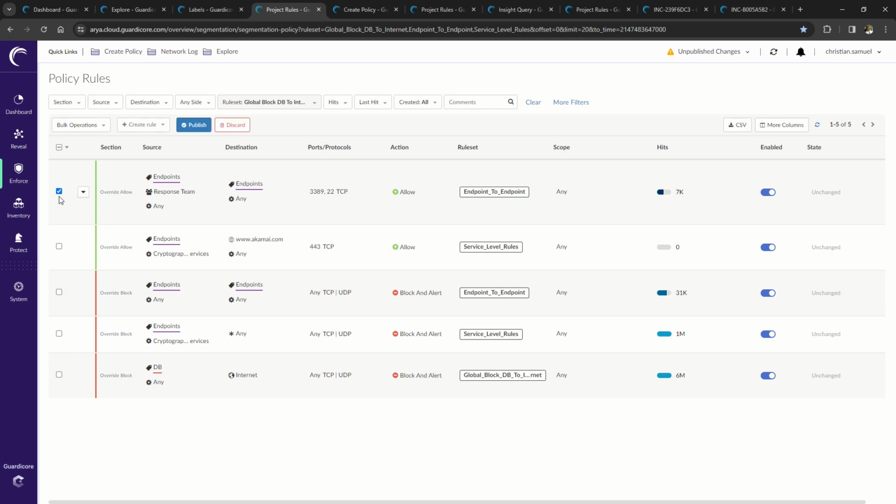If we look at the override allow rule above, this allows the response team or help desk to access the endpoints only using RDP and SSH so they can perform administrative tasks.